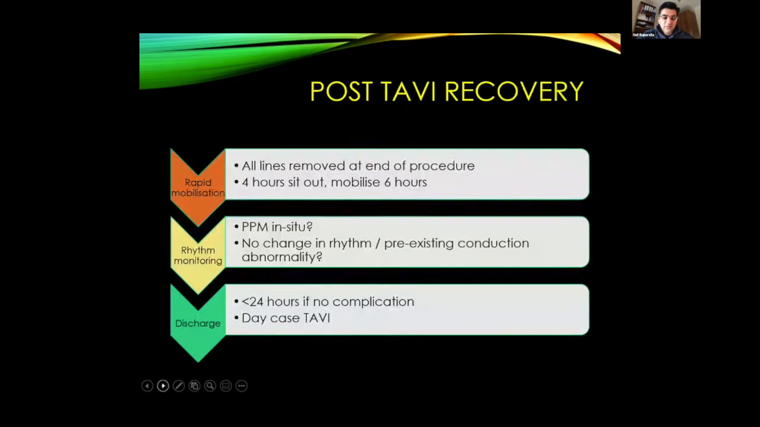And what we often now do is take all lines out on the cath lab table. Patients can sit out in 4 hours. They can mobilize at 6. If there's no pacing issue, patients can be discharged within 24 hours. And indeed, at Imperial, we've performed a number of day case TAVI procedures, most recently, especially during the COVID pandemic.